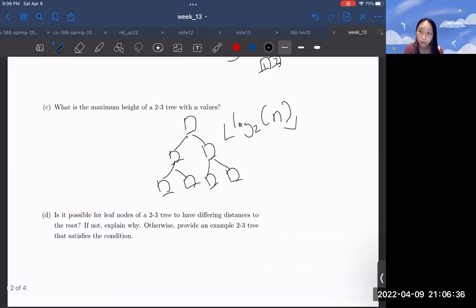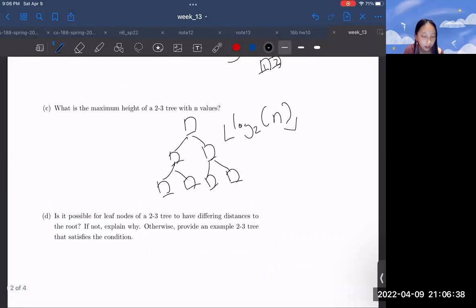Okay, and moving on to part D, it asks us, is it possible for the leaf nodes of a 2-3 tree to have different distances to the root? If not, they want to explain why, and otherwise, provide an example of a 2-3 tree that satisfies this condition.